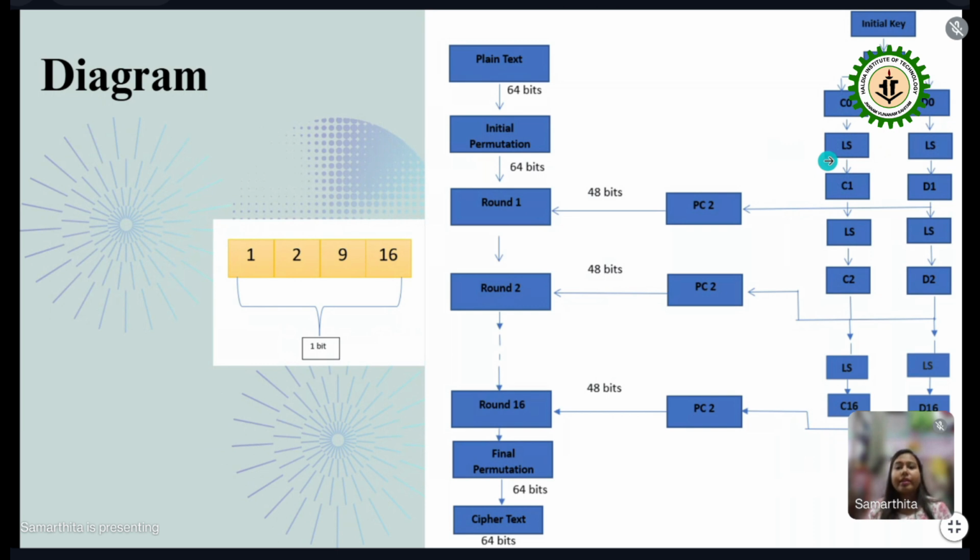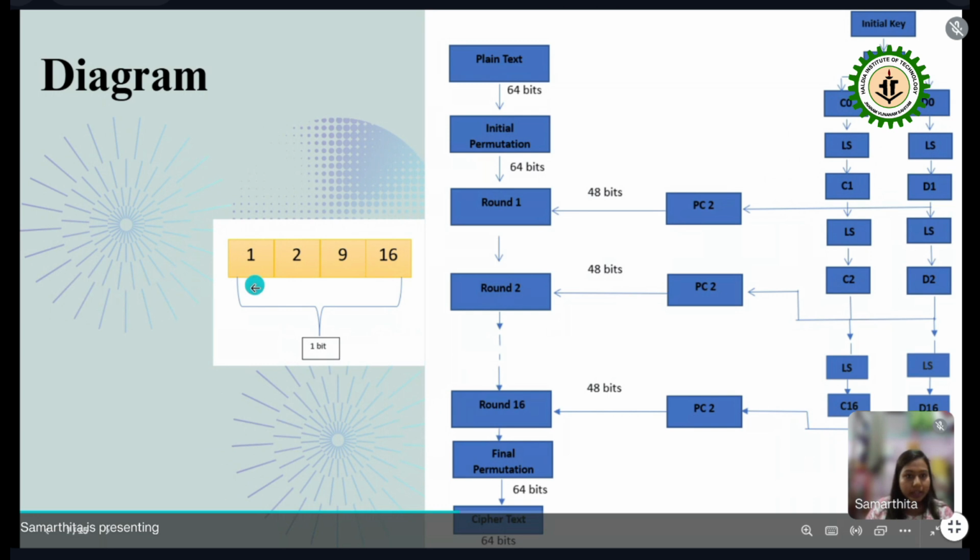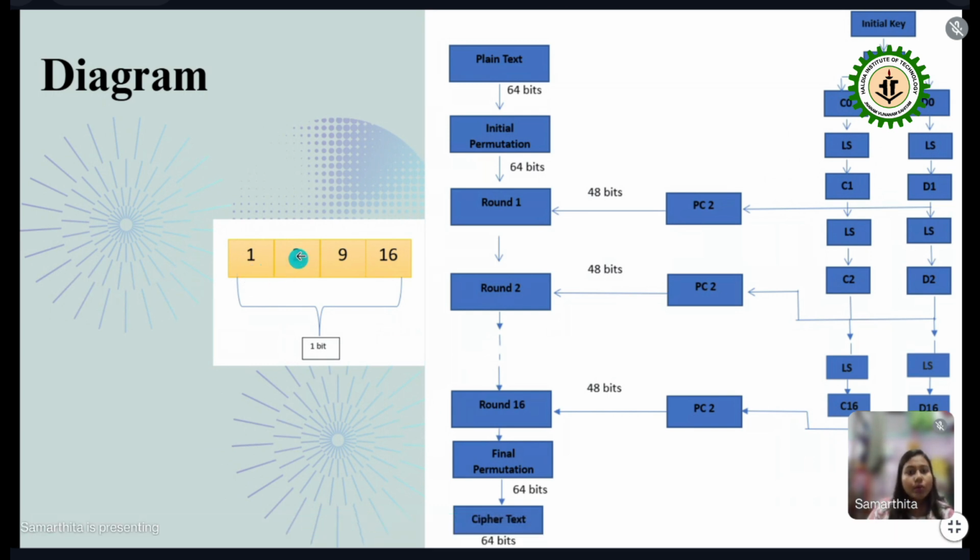Now you may ask again which bits we will be shifting. Here I have mentioned 1, 2, 9 and 16. When the round number is 1, 2, 9 and 16, we will be shifting by 1 bit. But for the other rounds, we will be shifting by 2 bits.